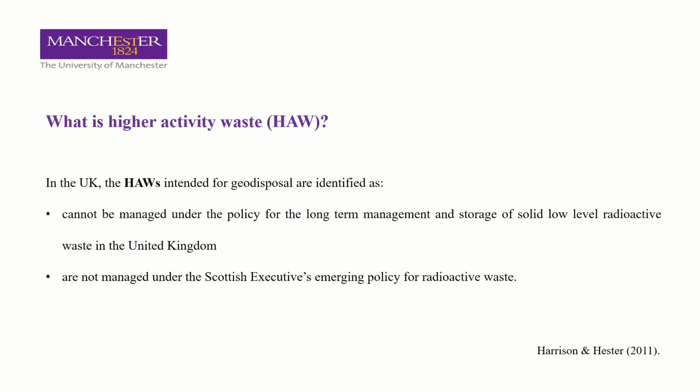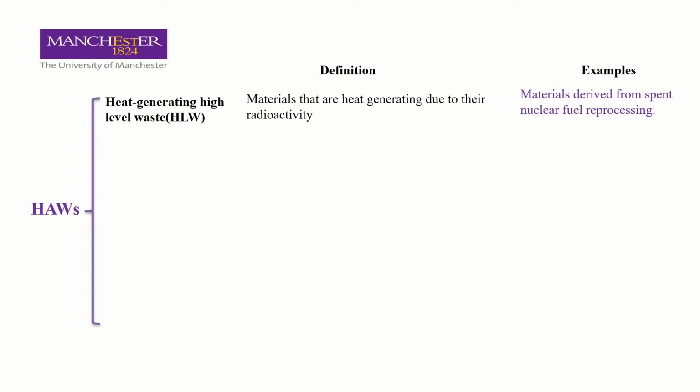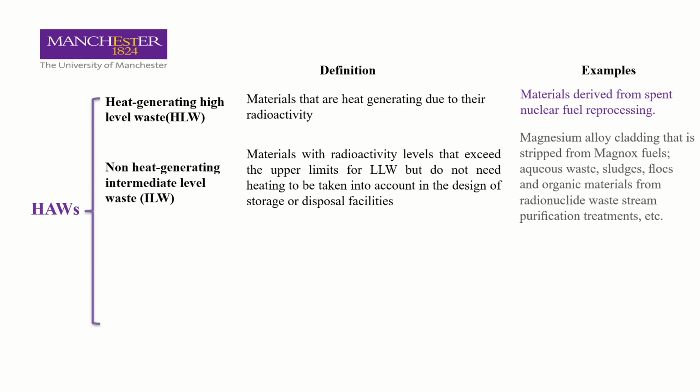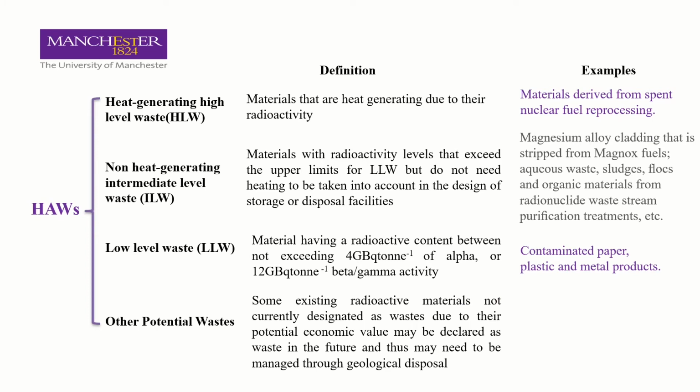In the UK, the higher activity waste intended for geodisposal are identified as these two items. According to the radioactive content, the higher activity waste is broadly categorized as heat-generating high-level waste, non-heat-generating intermediate-level waste, and low-level waste. Besides, there will be some other potential wastes.